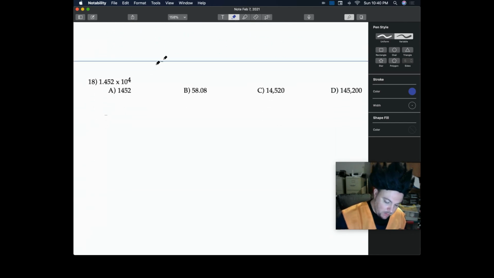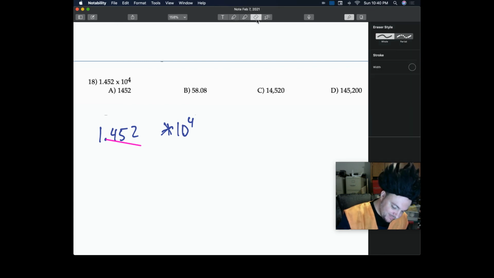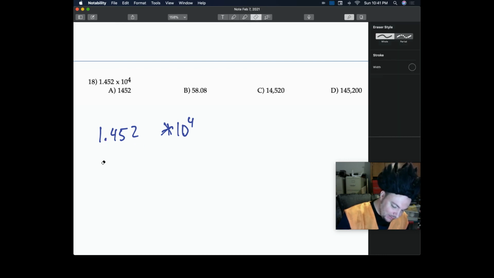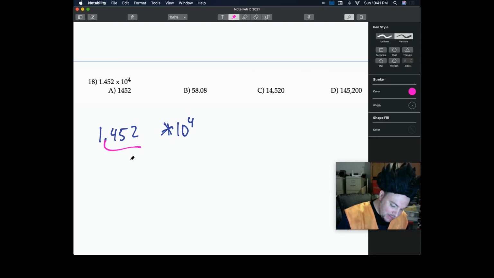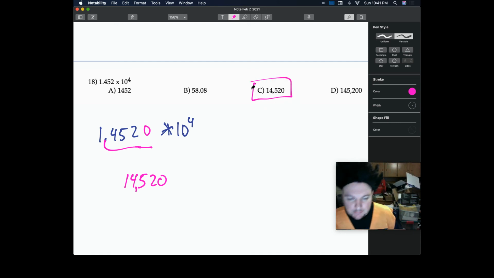So what about here? We have 1.452 times 10 to the fourth. So what do I do here? I move it 3 times, right? And then you need 1 more, so a total of 4. So this is going to be 14520, which is going to be answer choice C. So I hope that makes sense. Let's keep going.